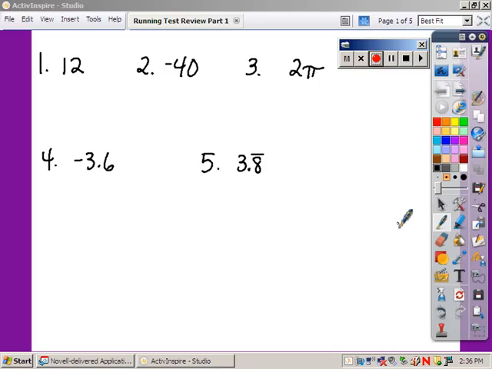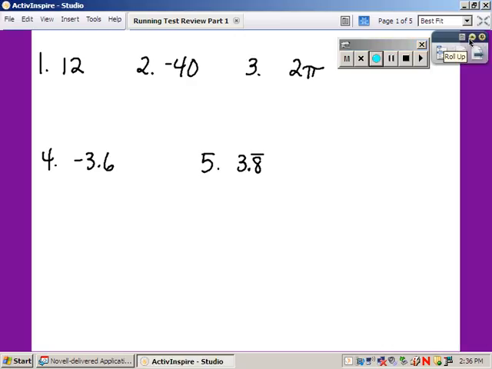Okay guys, so here we are for the running test review again. First set asks you to classify these numbers. So classifying numbers is not terribly difficult, but really you just kind of have to memorize these numeric rules.